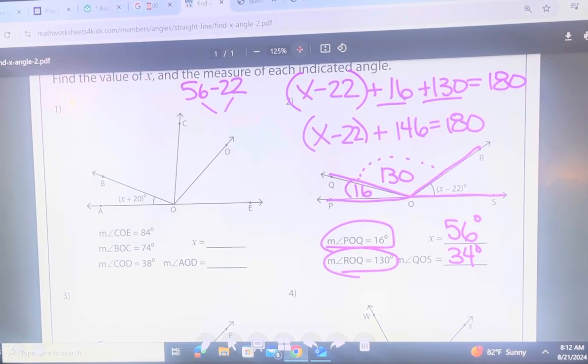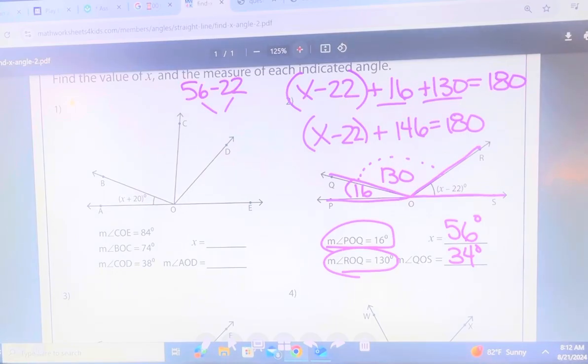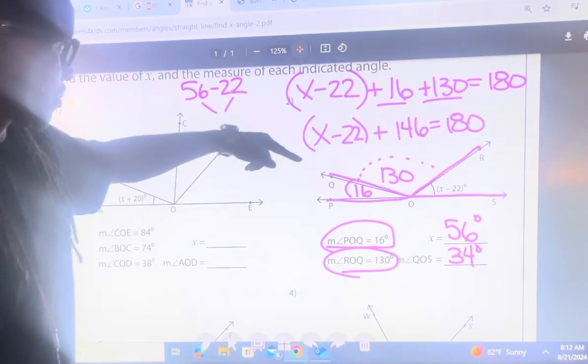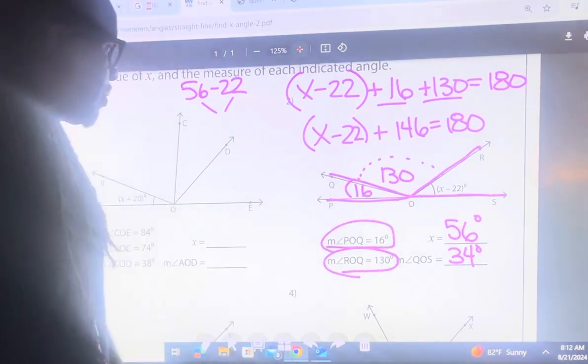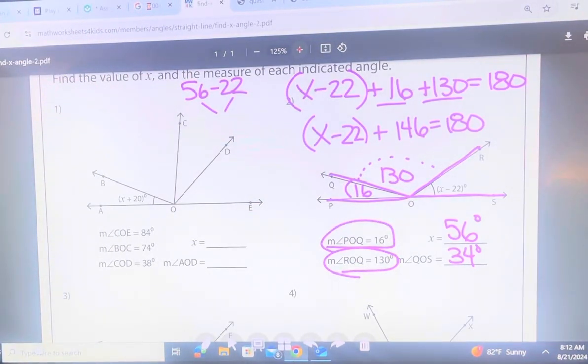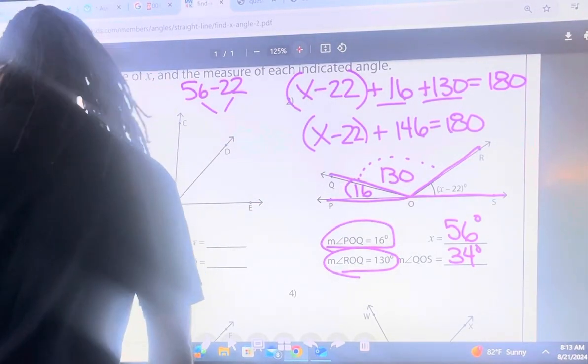Wait, you counted the wrong angle. I counted the one what? You counted ROS, but we're supposed to count QOS. Oh, they want the entire one. Yeah. Got you. Sorry. Thank you for noticing that.